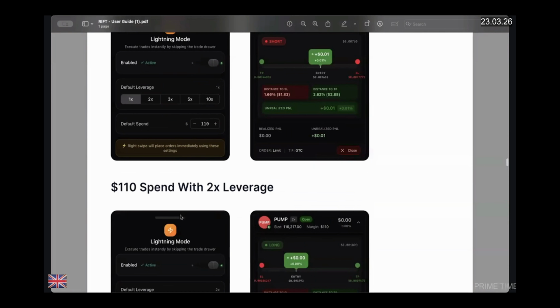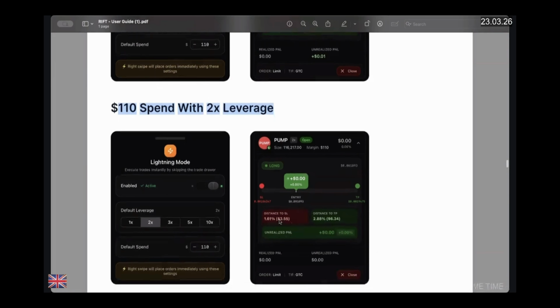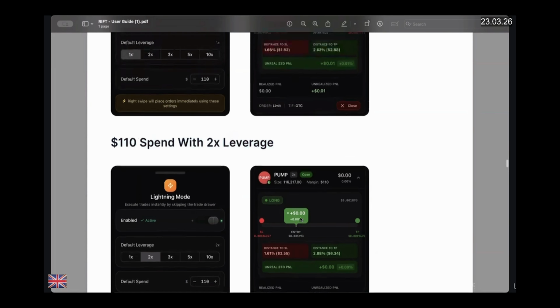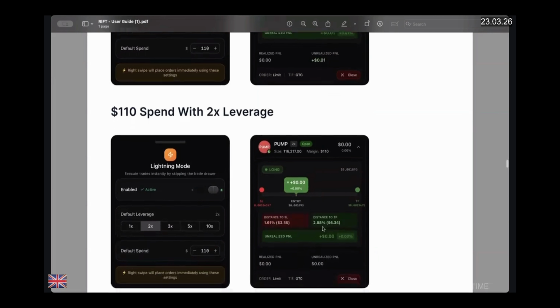Once we increase the leverage, the profitability increases because you are now trading with double the amount of 110, with 2x leverage. The distance to stop loss becomes $3.55 and the take profit point becomes $6.34. The same trade which was giving you $2.88 without leverage is giving you $6.34 with 2x leverage. Even if you realize half of it, it's a win-win situation for you. You close the trade, take home $3 and be happy.